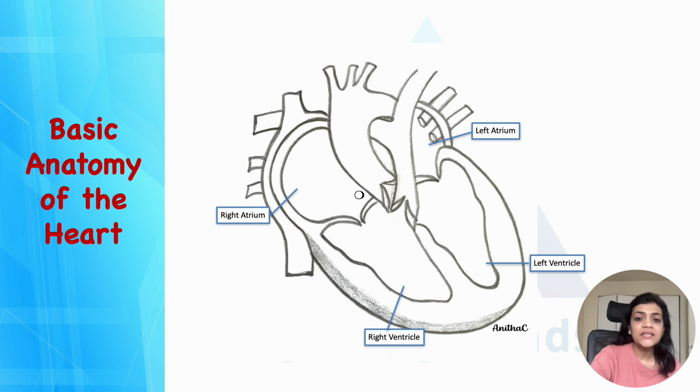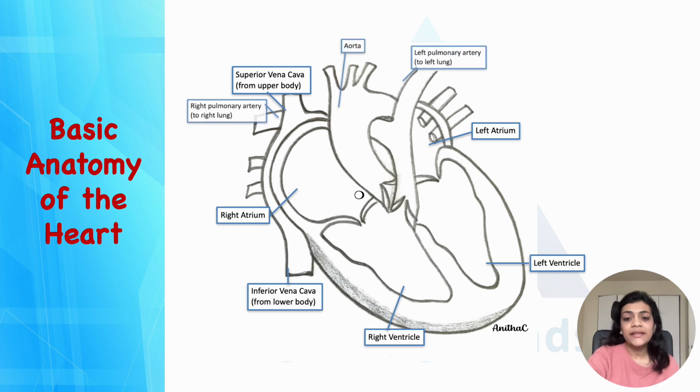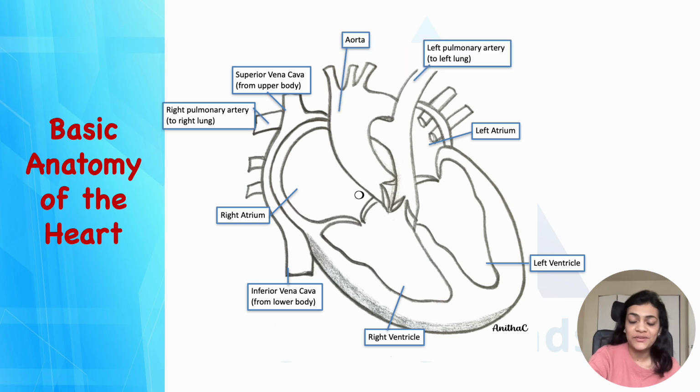Then there are these 8 great vessels, beginning with the superior vena cava and the inferior vena cava that drain the deoxygenated blood from the upper and lower parts of the body into the right atrium. Then we have the greatest of the great vessels, which is the aorta, that arises from the left ventricle and gives branches to all parts of the body.